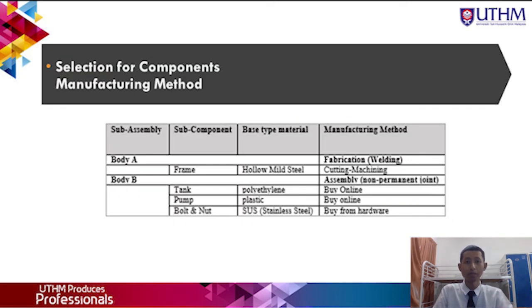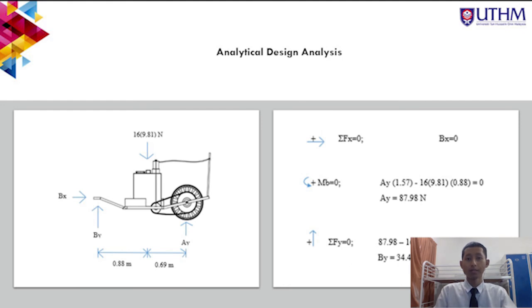Then, the selection of component manufacturing methods. For the frame, we can fabricate it using cutting machine techniques. Other than that, components such as the tank, pump and nut can be found from the store. These components can be assembled by using non-permanent joints. The analytical method in this project uses formulas from physics, mathematics, or engineering science to predict the performance of product designs. The equilibrium of forces and moments is used to determine the force that must be applied to operate the tool. We can analyze it by drawing a free body diagram of the semi-automatic fertilizer sprayer.